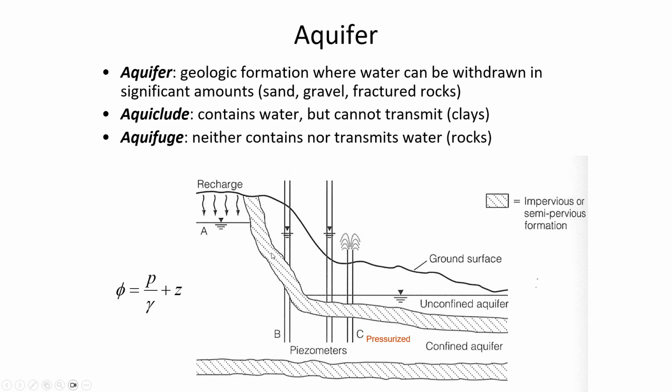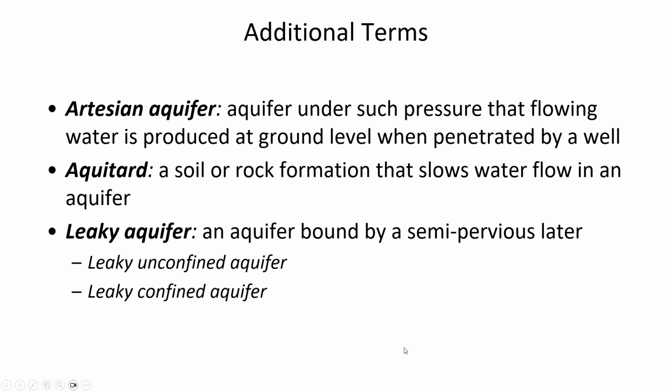So the main thing that you need to take away from this is that a pressurized aquifer is possible when you have a confining layer at the top and at the bottom. So the confining layer at the top and the bottom makes that a confined aquifer. So artesian is when it's under pressure. An aquitard is any kind of formation that slows or stops the flow of water. And then a leaky aquifer is one that water is flowing out of.